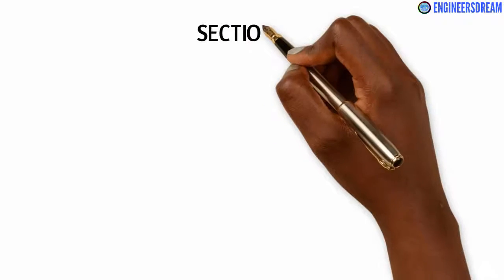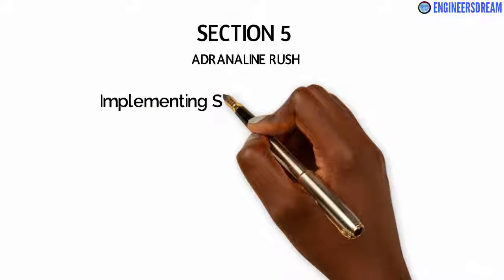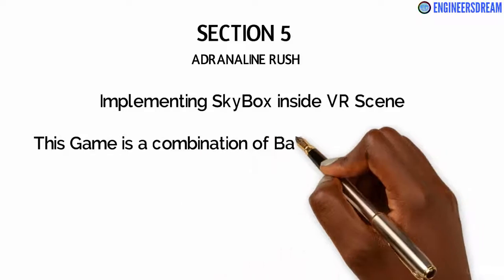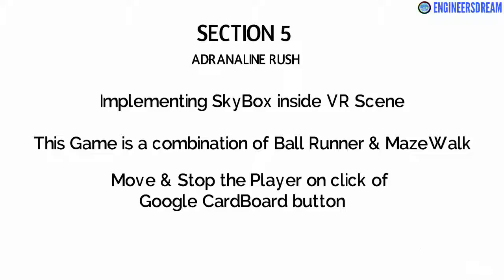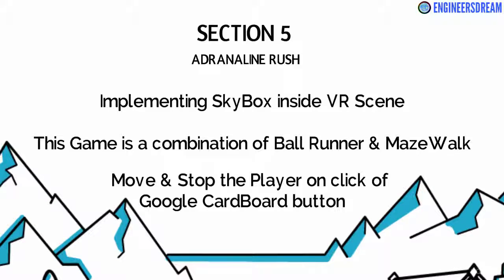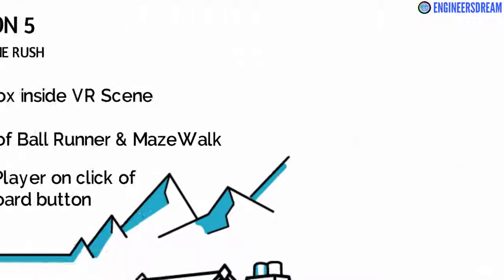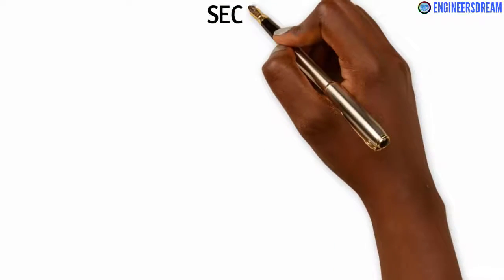In section 5, we will build the Adrenaline Rush game in which you as a player have to walk on a plank. You will be suspended high up in the air surrounded by mountains. In this game, we will look at skyboxes and how to implement skyboxes inside a game. This game is basically a combination of section 2 and section 4. So, the things that you practice in section 2 and section 4 will come handy in this section. We will also write programs to move a player, but the player will move and stop when the user presses the input button from the Google Cardboard.